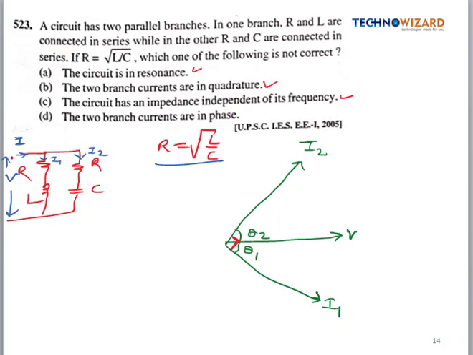The overall current, which is current I, will be the phasor sum of I1 and I2. So let's draw. This is current I2 extended and this is I1. So the total current I is a phasor sum of I1 and I2, so this will be in phase. This means the total current will be in phase, not the two branch currents. So this statement is wrong, and in the question it is asking for the non-correct statement, so option D is correct.